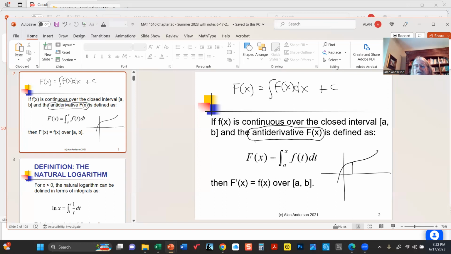Again, we have this case. There's a function over the interval from a to b. F prime of x is the derivative of that integral, and that's giving me this area here. That's the first half of the fundamental theorem of calculus. So now the natural log of x, ln, is formally defined in the following way.